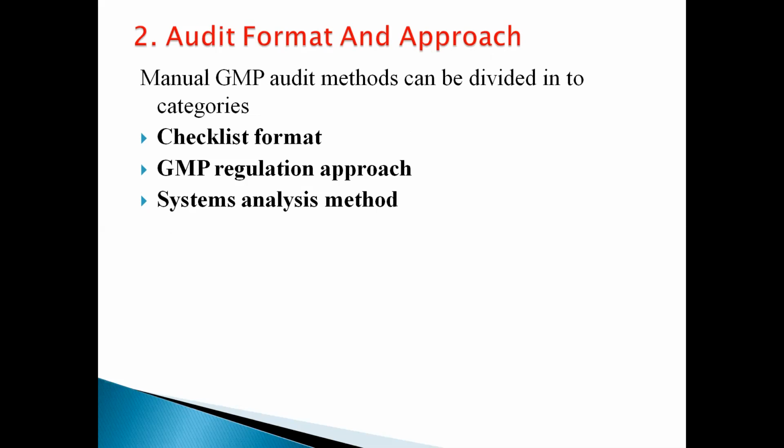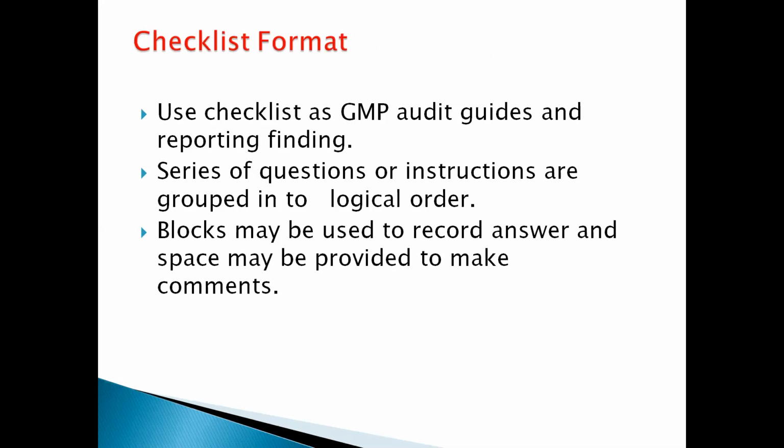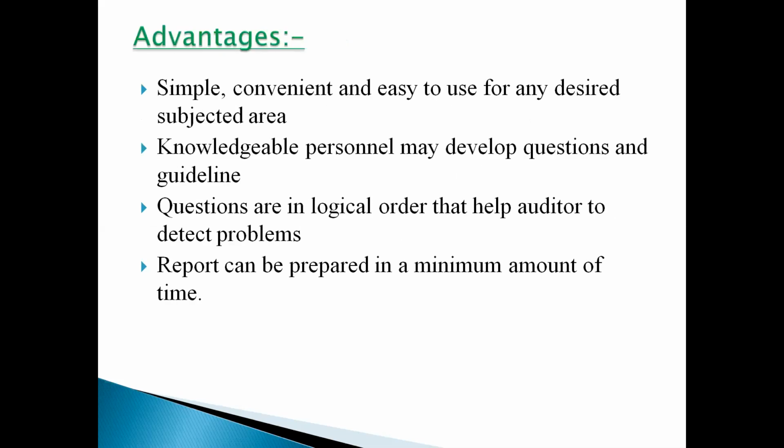The manual GMP audit methods can be divided into categories: checklist format, GMP regulation approach, systems analysis method. Checklist format: use a checklist as GMP audit guidelines, guides, and reports. You can report the findings. The same GMP guidelines checklist you can use, and that's the format I'm talking about. A series of questions or instructions are grouped into logical order. Then blocks may be used to record answers and space may be provided to make comments.